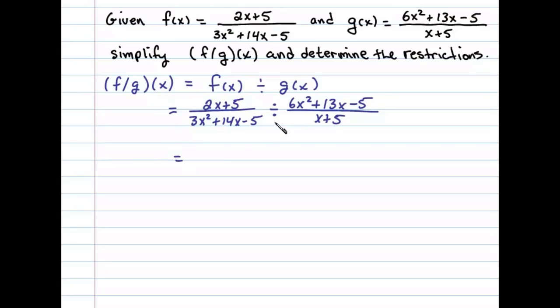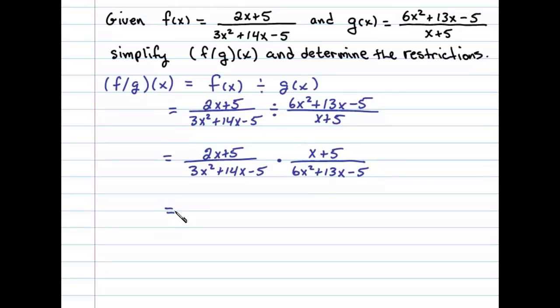Now we know dividing by a fraction is equivalent to multiplying by its reciprocal. And so we can write f of x times x plus 5 divided by 6x squared plus 13x minus 5. Now at this point we'll factor the denominators of both of these algebraic fractions.